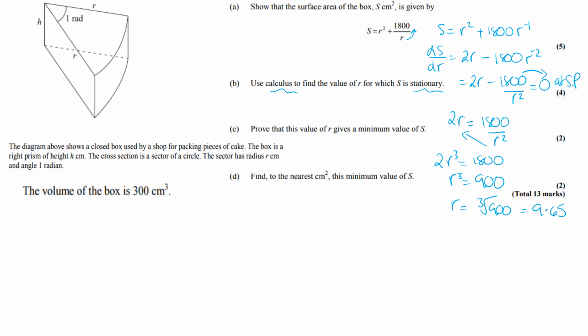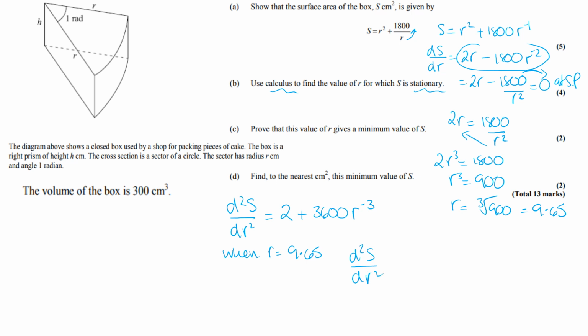So in part C, we're asked to prove that this value of r gives a minimum, so we need to do the second derivative, so d2s by dr squared. So going back to the first derivative, which is here, and differentiating again, we're going to get 2 plus 3600 r to the minus 3, and then when r is equal to 9.65, the second derivative, if we put that value in, comes out to be 6.006, which is bigger than 0, so therefore we have a min.